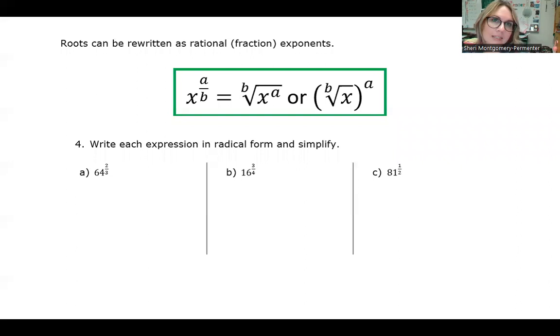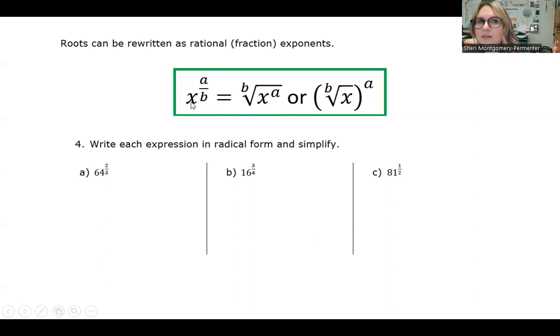Okie dokie, on to the back. This says that roots can be rewritten as rational or fraction exponents. That fraction exponent on that pre-quiz, were y'all like, what the what? Did anybody wonder why we have a fraction as an exponent? We can rewrite rational exponents, things as a fraction that are an exponent. They are the same thing as this. So I want you to look at these two for a second and see where the pieces go.